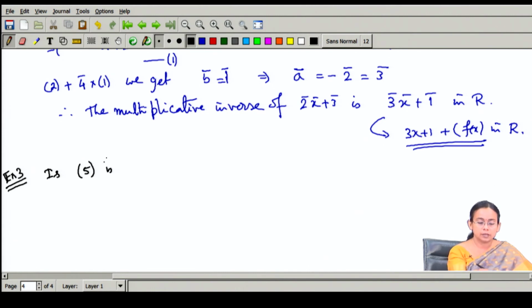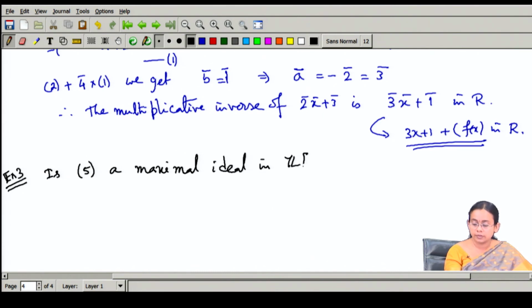The question is: is the ideal generated by 5 a maximal ideal in Z[i]? You remember that Z[i] is nothing but the ring of Gaussian integers. So, we will be using some of the theory that we have already developed. This 5 is a prime integer, and we would like to check whether this prime integer is a Gaussian prime or not. For that we have already characterized what the prime elements in Z[i] are.